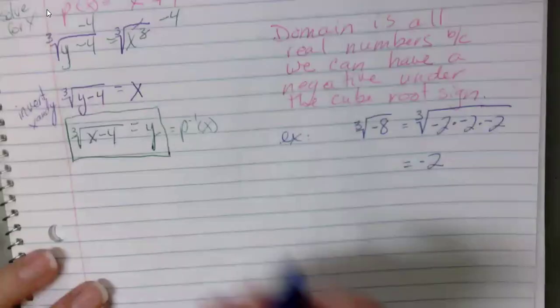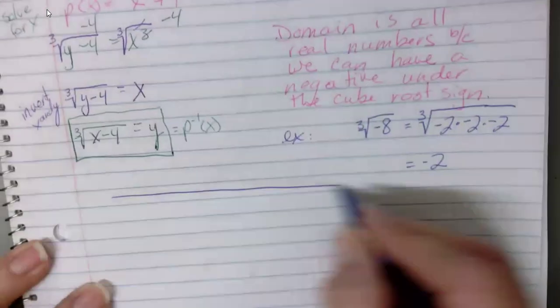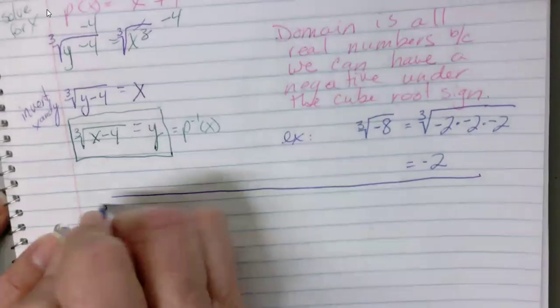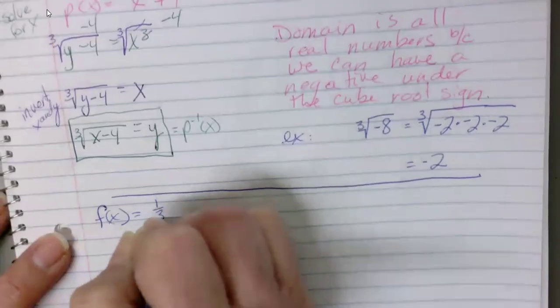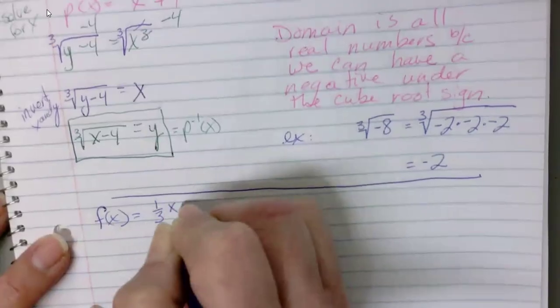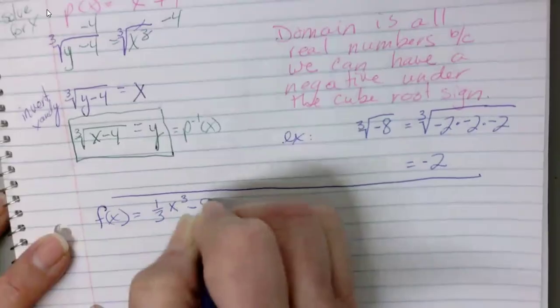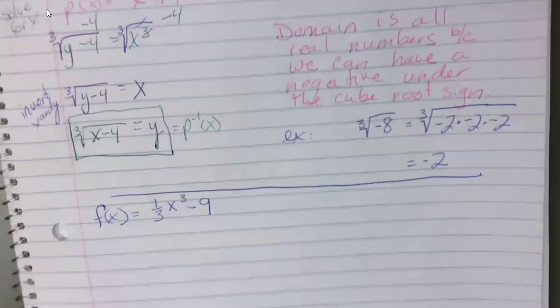The next problem we did in small groups around the room. So after you've written it down, go see how far you can get. So we have the function of x equals 1/3 x to the third minus 9. Good luck.